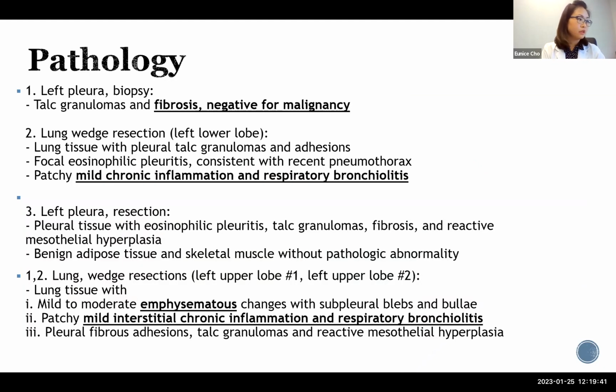And this was the pathology that I could get from Connecting Ontario. There were some fibrotic changes but negative for malignancy, some chronic inflammation, and some changes suggestive of respiratory bronchiolitis, likely from her smoking history, and some emphysematous changes.